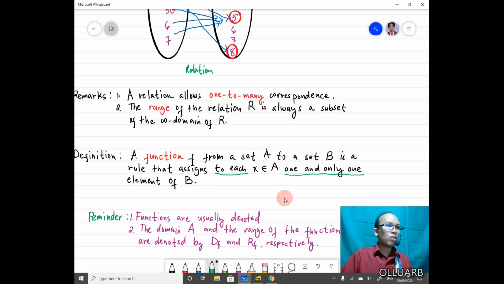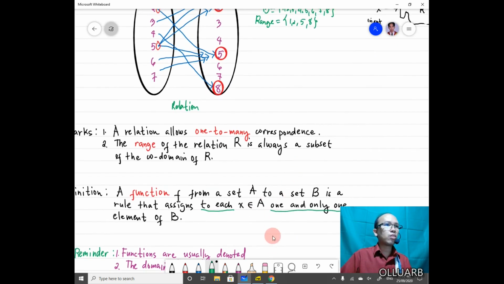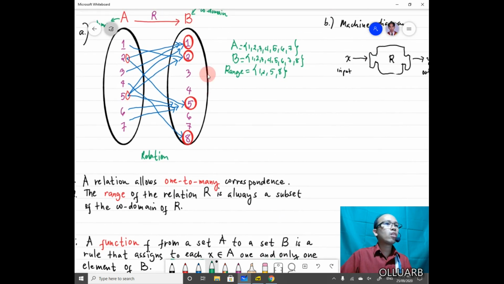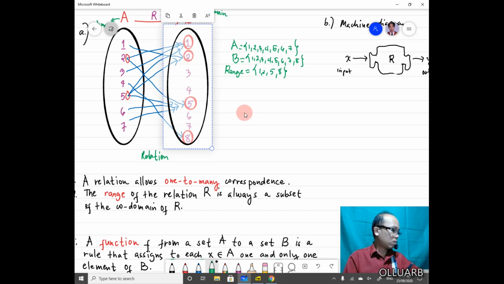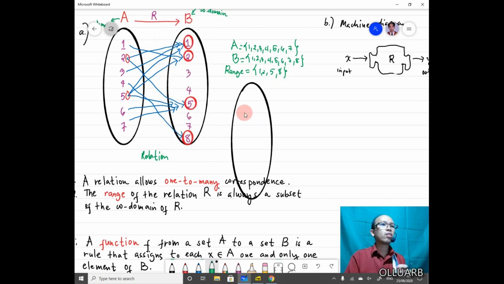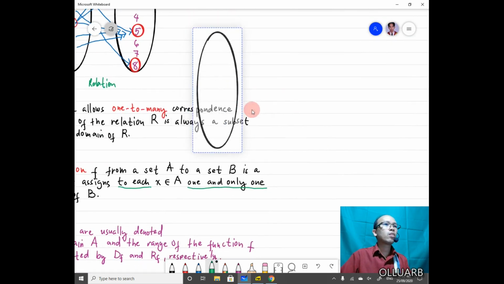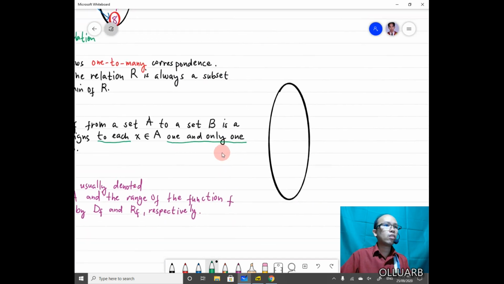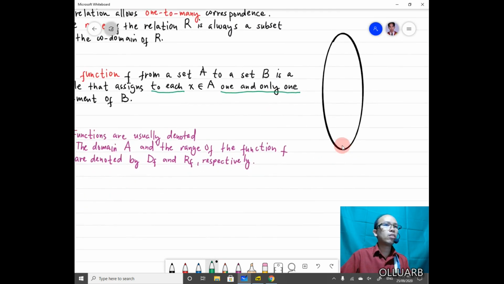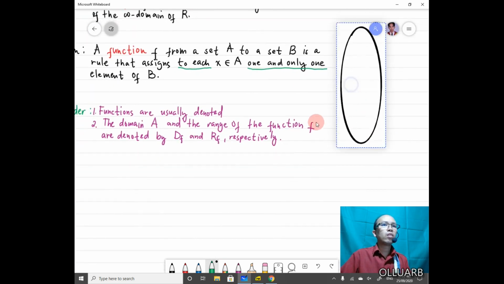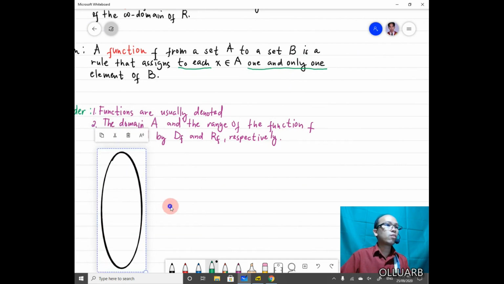So let's have an illustration here. Let's copy this one and then paste. Let's try to visualize a function here using a diagram again.